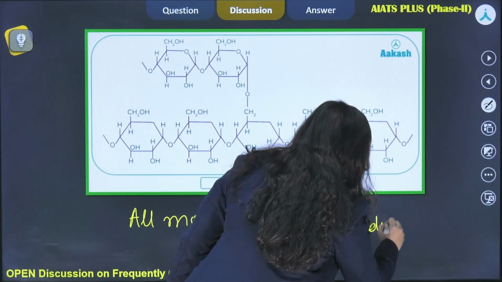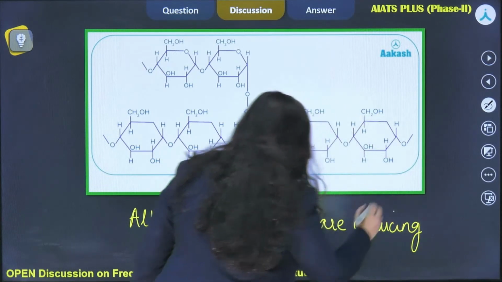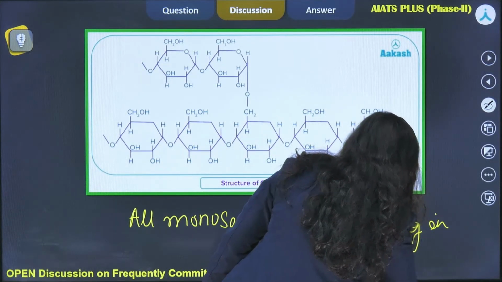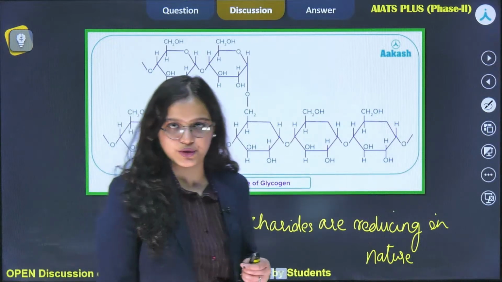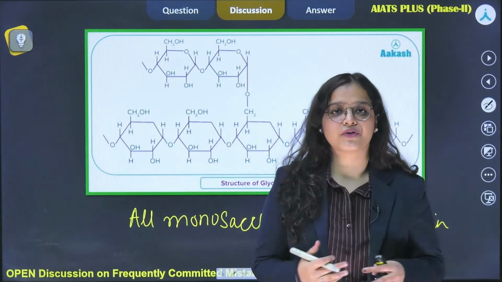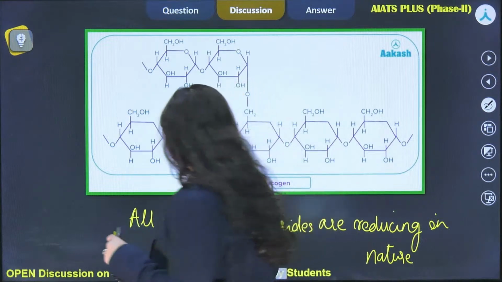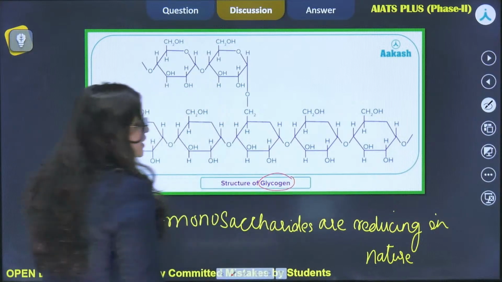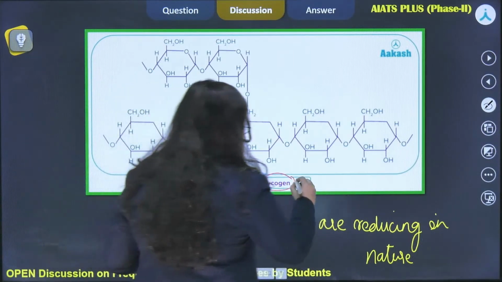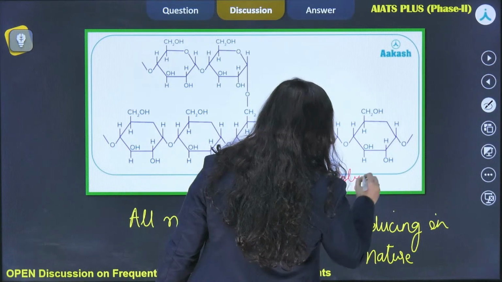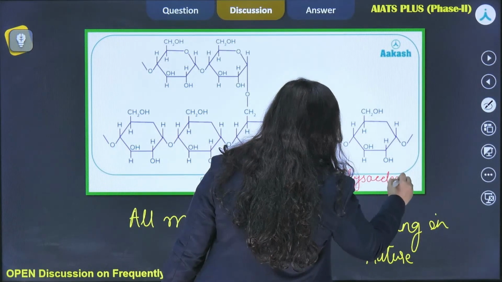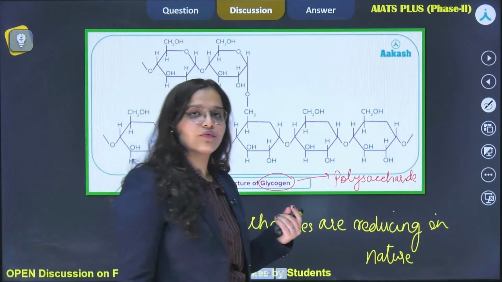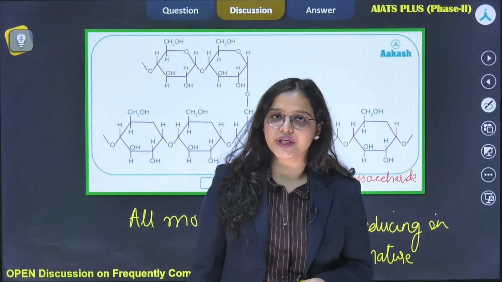But in the question we were asked whether glycogen has a free aldehyde group or not. It was stating that there is a presence of a free aldehyde group. But if you look at the structure of glycogen, which is a polysaccharide, we can see that there is no free group which can interact or which can act as the reducing agent.